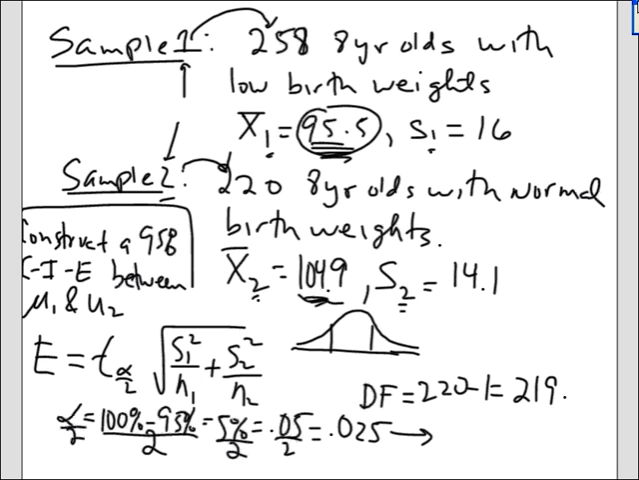Okay, so when we look this up, what we're going to get for a two-tailed test, when we have 0.025 in each tail and we have the degree of freedom of 219, we are going to conclude that t sub alpha over 2 is going to be 1.972. Do these long enough, you learn, well, maybe, okay, it's 1.972.